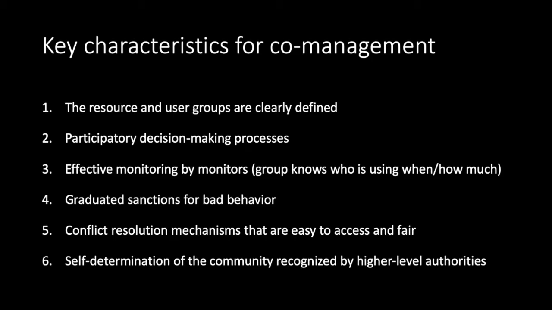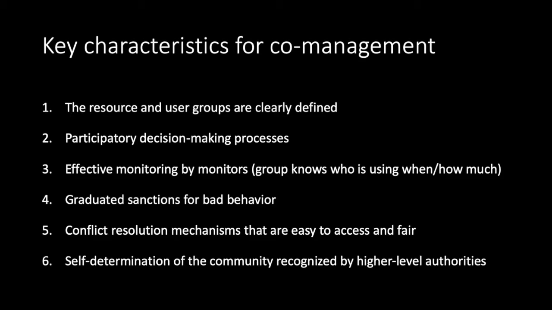Fourth, a scale of graduated sanctions for resource appropriators who violate the rules. These could range from informal sanctions, like gossip and public disapproval, to larger ones, like not allowing offenders' children to marry into the community or complete ostracism. Fifth, mechanisms of conflict resolution that are cheap, fair, and easy to access, meaning that group members would not have incentives to take matters into their own hands.